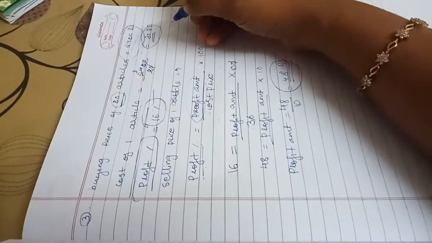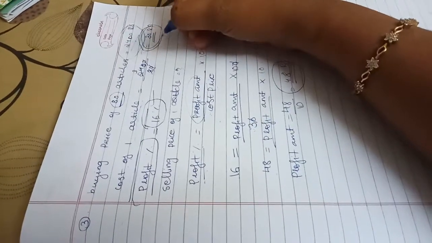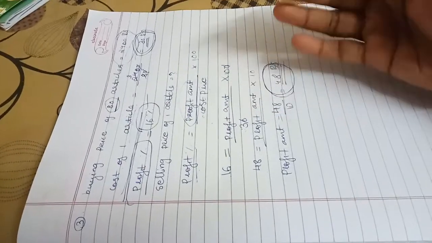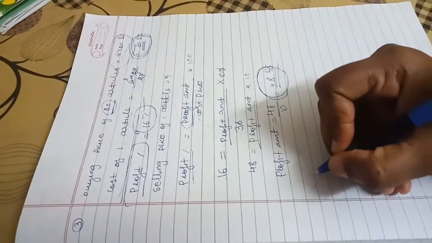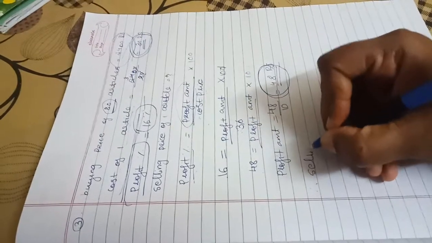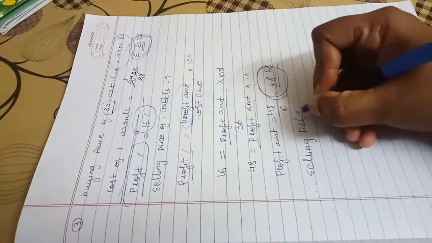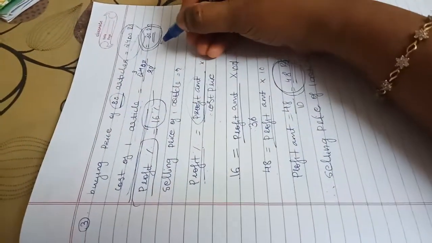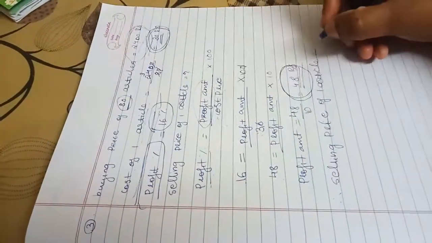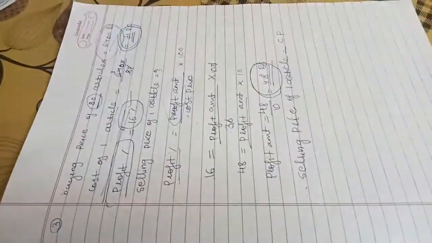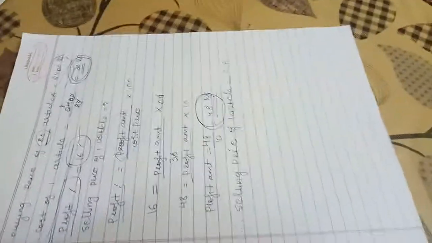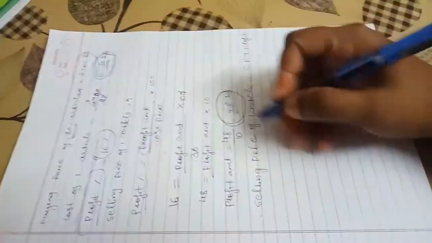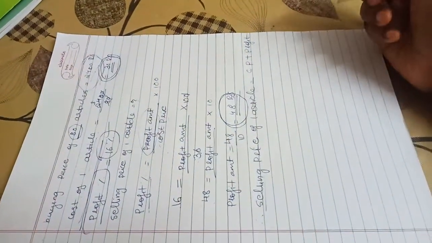He bought this article for 30 rupees. That is the cost of the article, and this is his gain only. That means his profit only. So we have to calculate the total selling price of one article. How can we calculate it? I am writing CP, representing cost price. Cost price of one article plus profit amount. This is the equation for finding the selling price of one article.